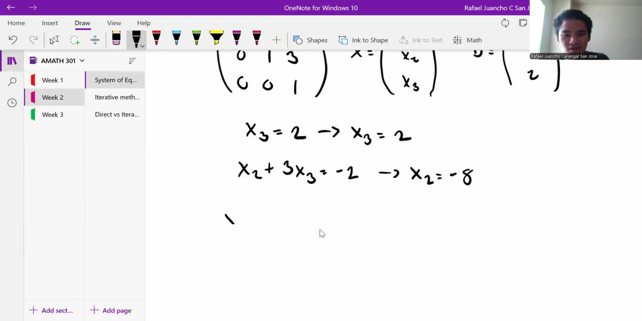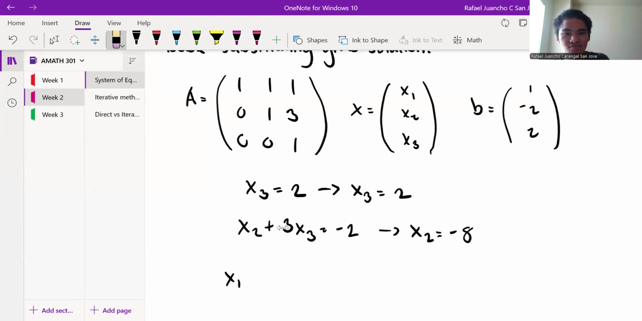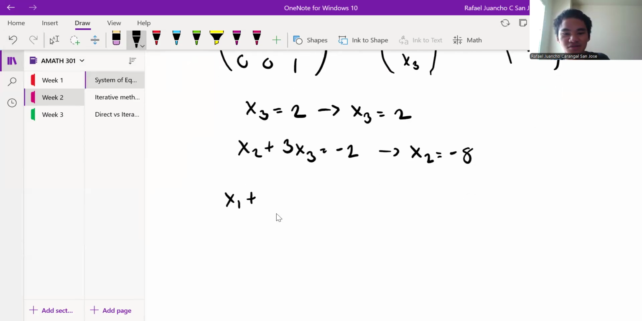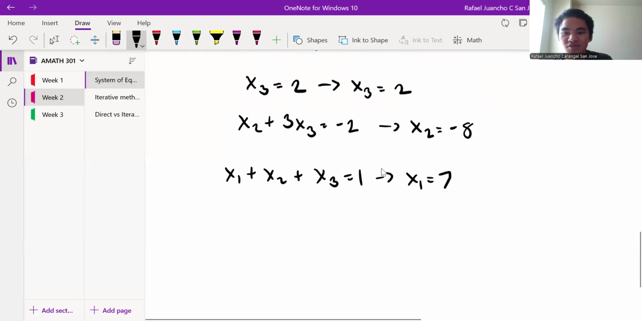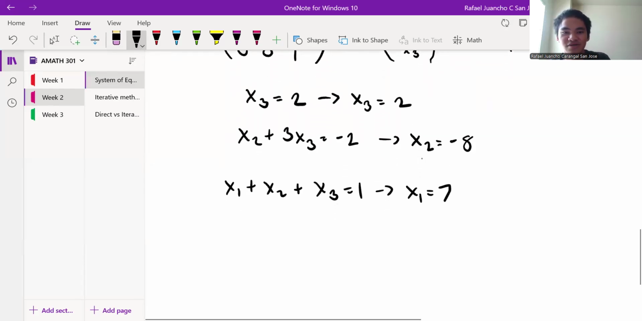And lastly, I go to my first one here. I actually get just the same thing as my previous system, which is x1 plus x2 plus x3 is equal to 1. And here I get my value for x1. I plug in my x3, so this is a 2, this is a -8, and so my x1 is 7. 7 minus 6 is 1. Great, I was able to solve my 3 constants, right?